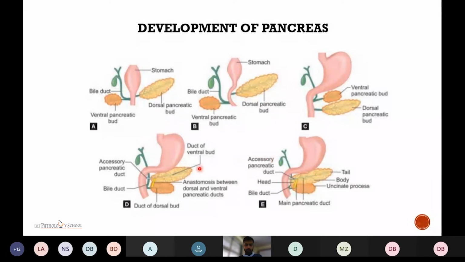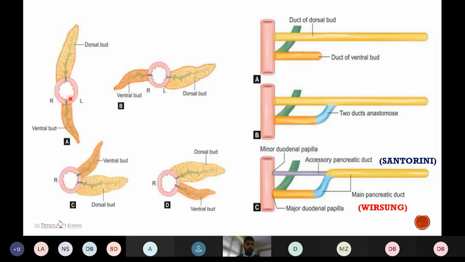Now in the further slide, you can see this is the view from above. Here you can see the ventral bud and the dorsal bud. They are being rotated here. Rotation occurs first by 90 degrees, and then the ventral bud comes to lie with the dorsal bud. Now the duct is the main system which forms the exocrine part of the pancreas. So here, as you can see, this is the duct of the dorsal bud, and this is the duct of the ventral bud.